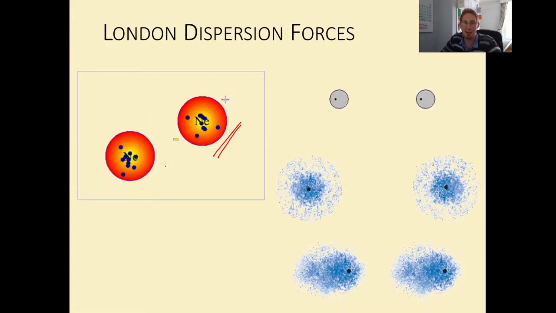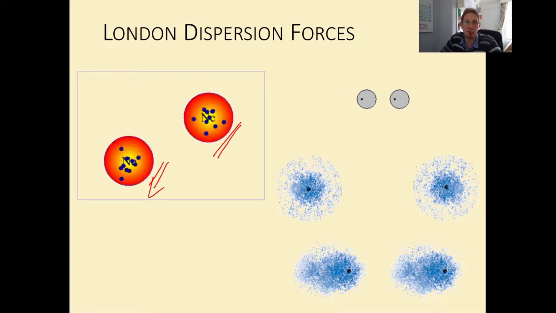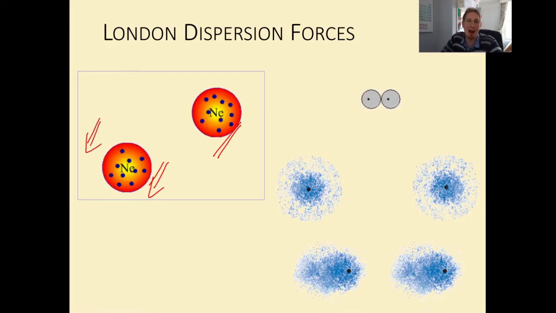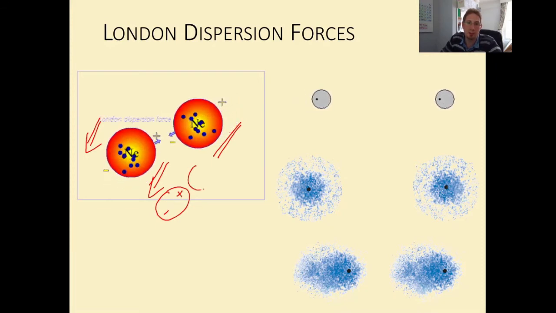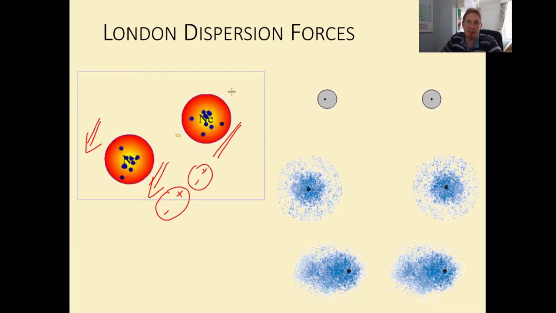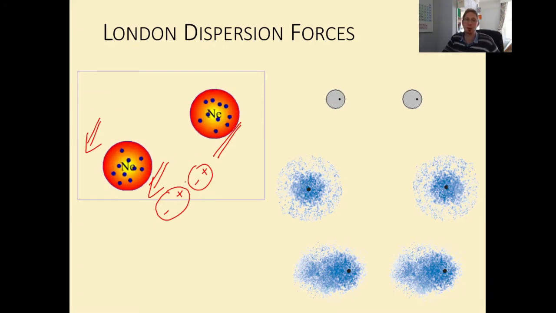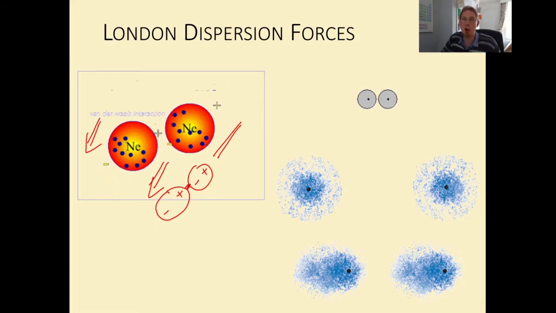Well, once that's happened, that pushes the electrons in this one away, and that means that this one ends up negative. So you end up with two atoms of neon in this case, with a negative charge and a positive charge, and that leads to an overall weak attraction. And here's another example up here.